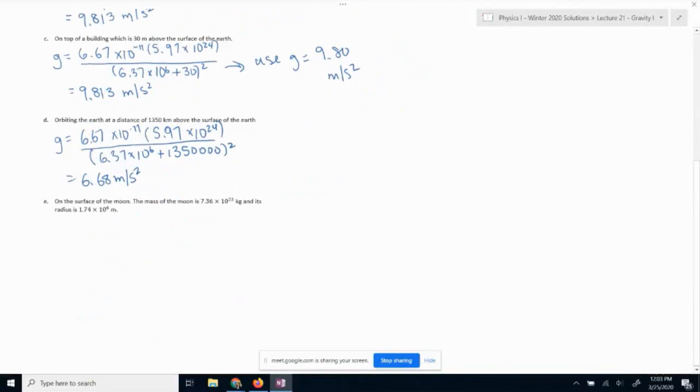Now we can do the surface of the moon. So we're on the surface of something, but it's not the Earth anymore, so we can't use 9.8. We're going to use the numbers for the moon.